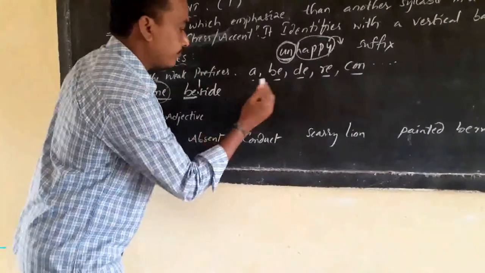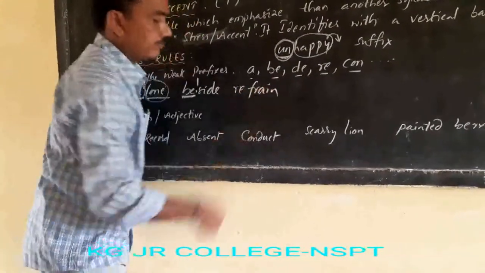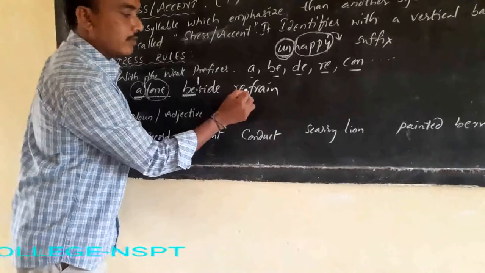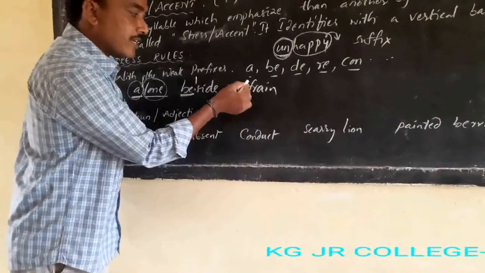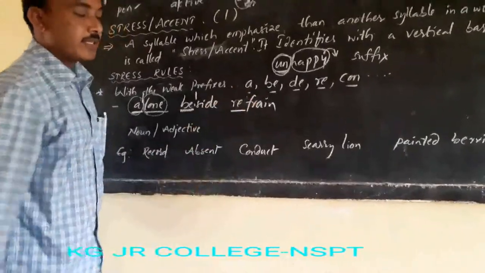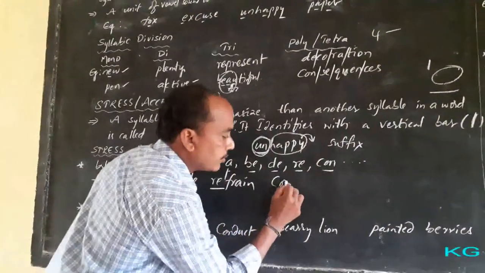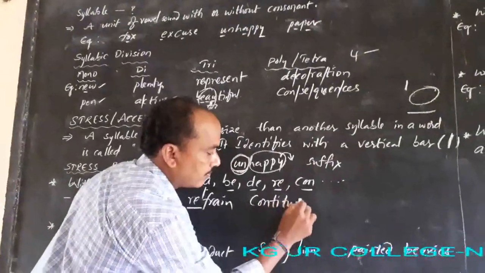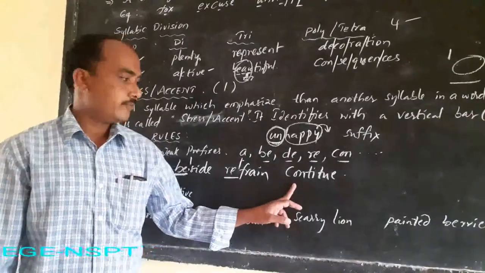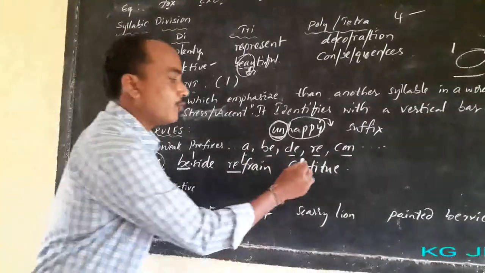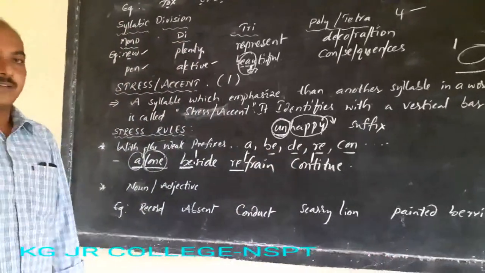Next one, refrain. Re is a weak prefix. Frain means here we have to stress here, so refrain. And the next one, continue. Continue with stress on con is not natural. Continue is more natural. Means after con, we have to use stress.